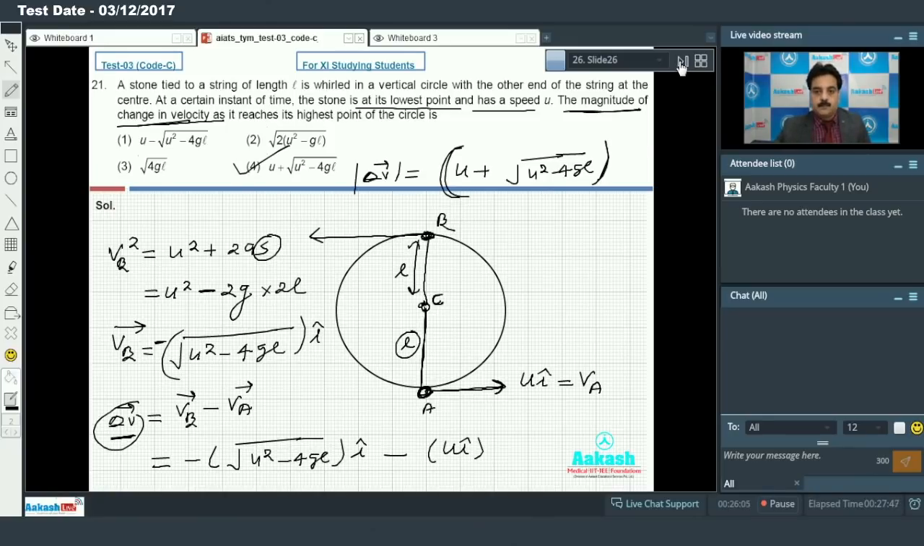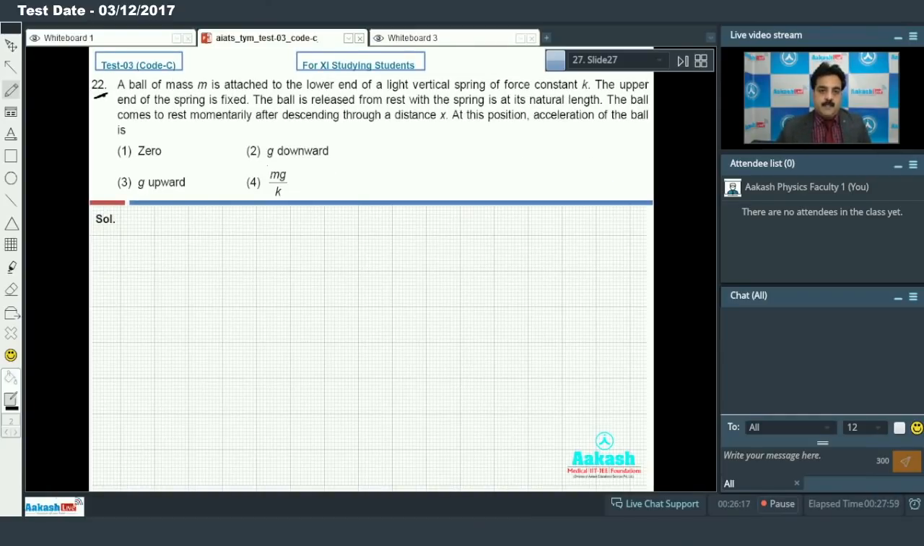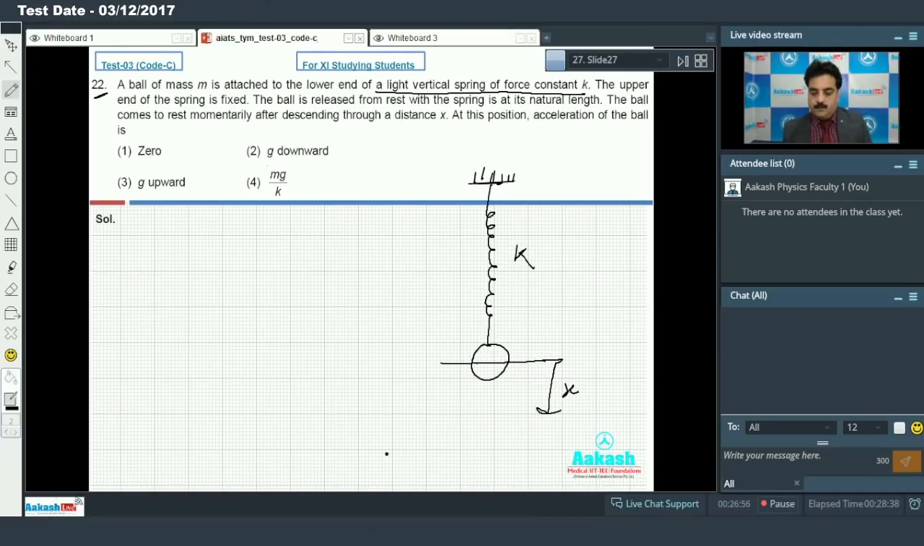Let's move on to question number 22. A ball of mass m is attached to the lower end of a light vertical spring of force constant K. Suppose this is a spring and the ball is there. Spring constant is K. This is the initial introduction. The upper end of the spring is fixed. The ball is released from rest with the spring at its natural length. The ball comes to rest momentarily after descending through a distance x. At this position, the acceleration of the ball.